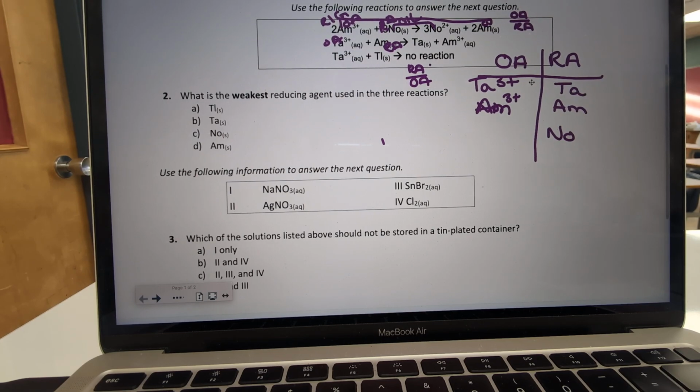Now in class, I do say we're doing this quickly. We do know electrons are here. If you want the full table, then go ahead and add in your electrons. But if you're just trying to get the OAs and the RAs ranked, then you don't need to worry about that. I can also put the NO's counterpart down here for the OA.